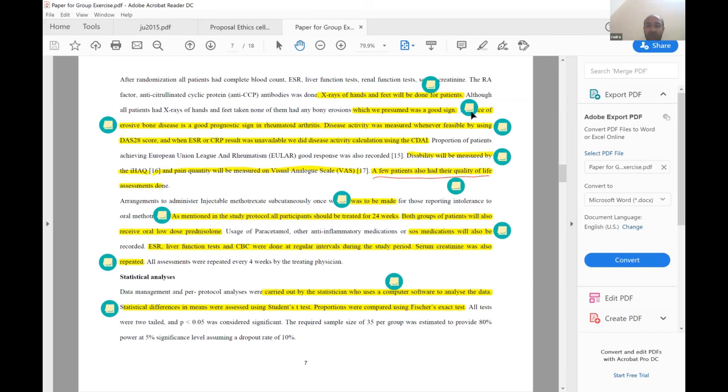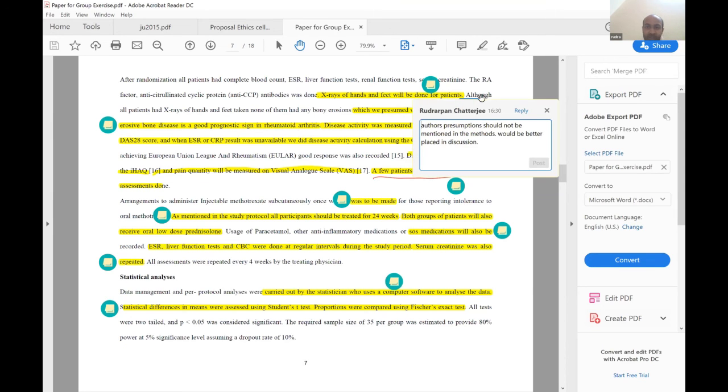Again, this statement of whether erosive. Sorry. Yeah, so this is more like a presumption of the author. It should not be in the methods.